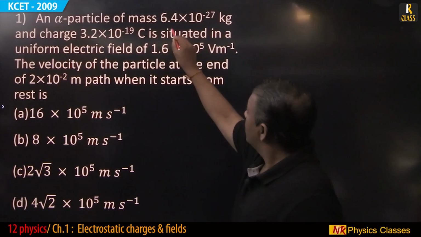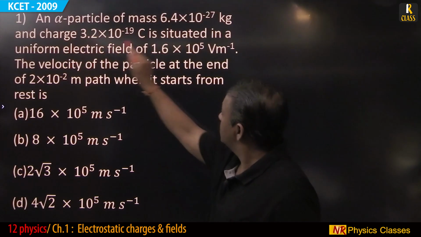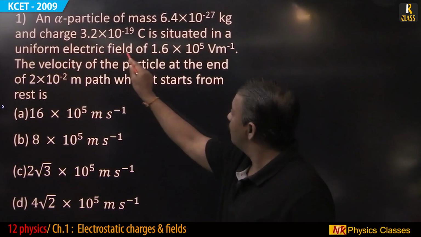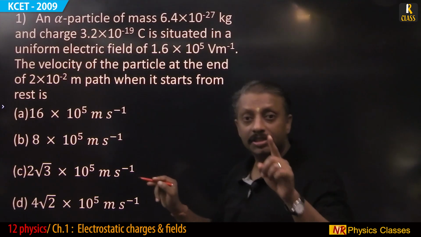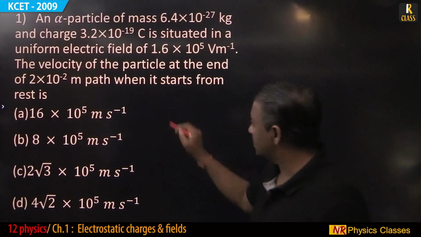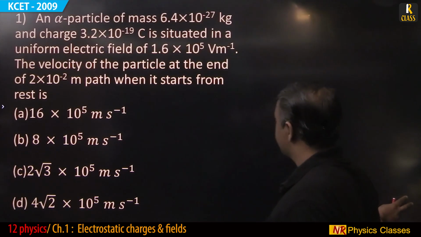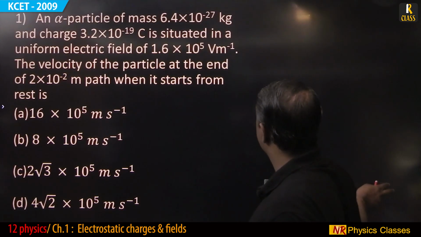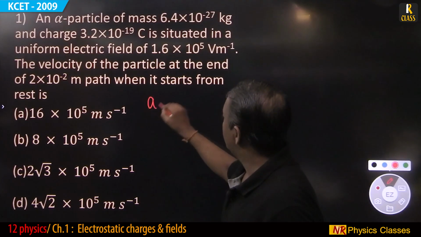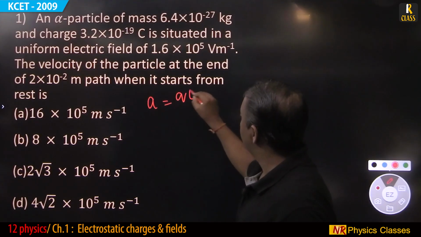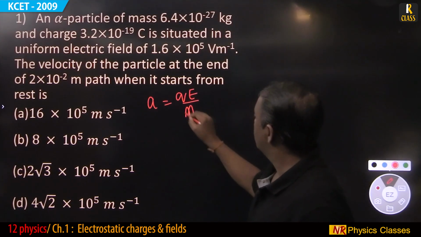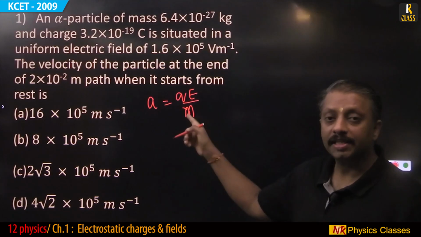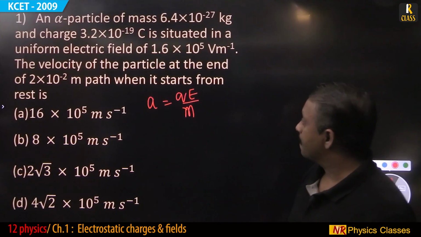An alpha particle of mass and charge is situated in a uniform electric field. There is a charge in an electric field, which means there is acceleration. Acceleration is given by a equal to QE by m. This is the equation for acceleration.